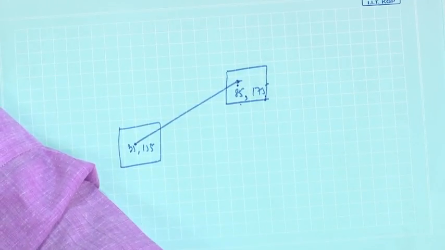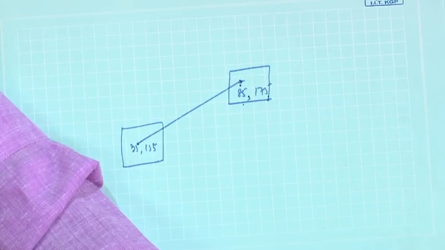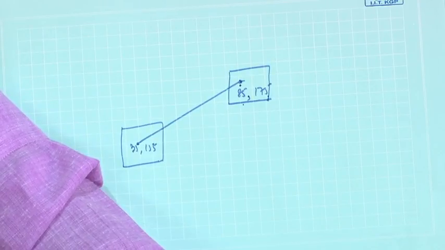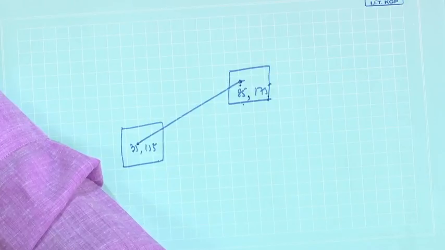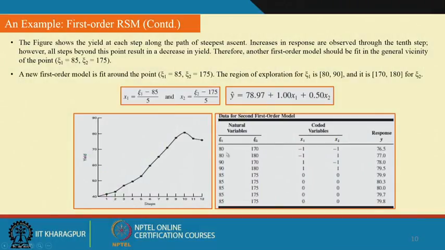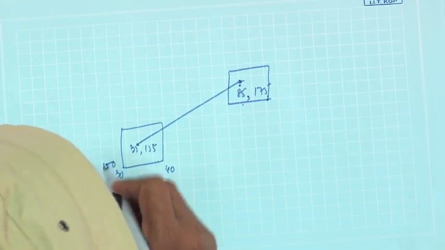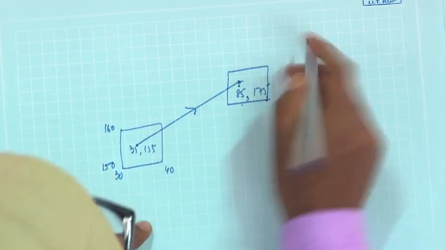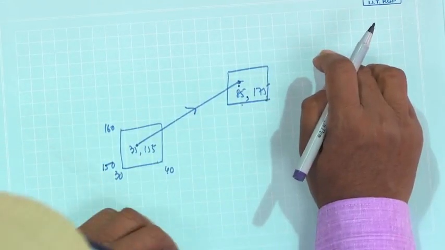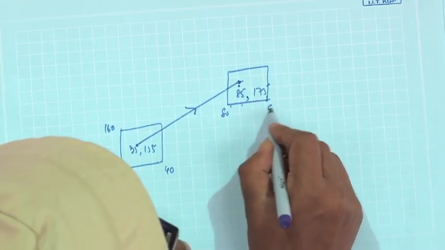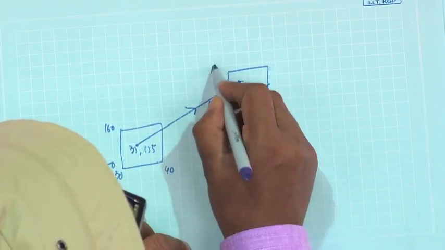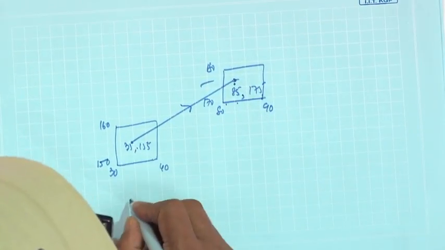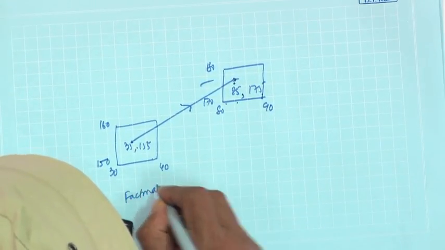So, what you have done now is you are here, and now you are doing another experiment. Again the center point is 85 175 and the factorial points are 80 to 90 and 170 to 180. Here it was 30 to 40, and 150 to 160. Your movement along the improvement path has reached here, 80 to 90 and then 170 to 180. Here you have used a factorial experiment with center point.